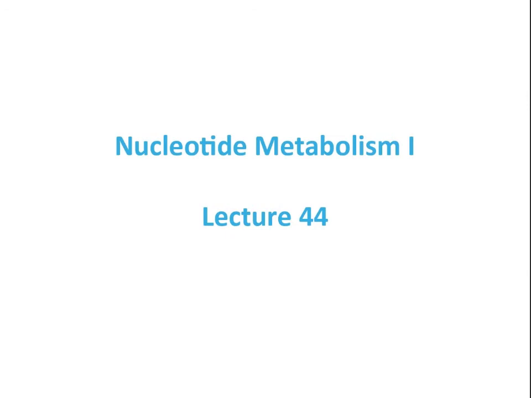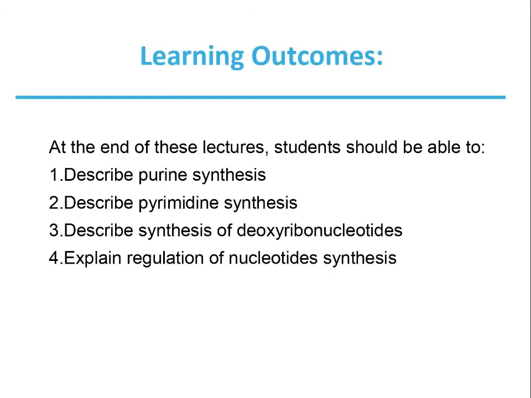Okay, this is the last chapter, I think. Nucleotide metabolism. Since you learned about the structure of DNA, RNA, and the nucleotides, how they bind to each other, and you know all the structures, now we're going to talk about the metabolism. At the end of these lectures, the student should be able to describe purine synthesis and pyrimidine synthesis, describe the synthesis of deoxyribonucleotides, DNA, and explain regulation of nucleotide synthesis. All these processes, the body can synthesize.